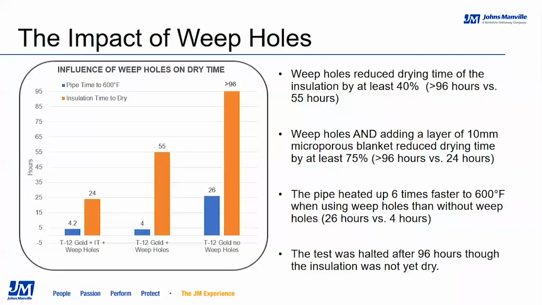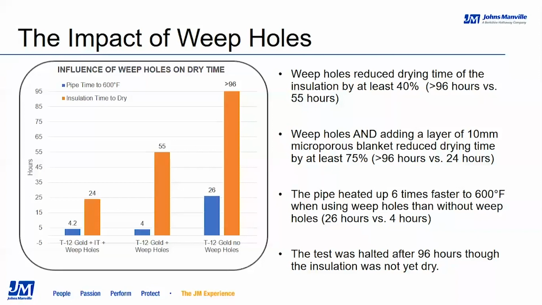The system with weep holes and the additional layer of insulation on the left took 24 hours to dry. The system with only weep holes in the middle of the graph took 55 hours to dry, while the system without weep holes did not dry before we halted the test at 96 hours. So the weep holes themselves reduced the drying time by at least 40%, taking it from over 96 hours down to 55 hours. By adding an additional layer of insulation to the system with weep holes, we cut that dry time from 96 hours down to 24 hours, so almost 75% when you compare it to the system without weep holes.